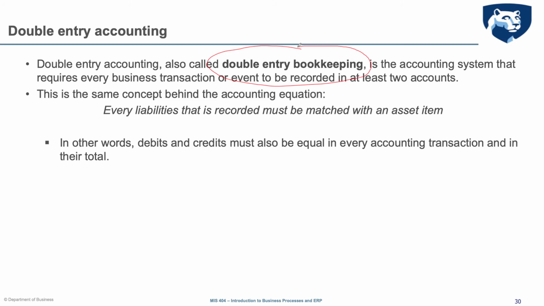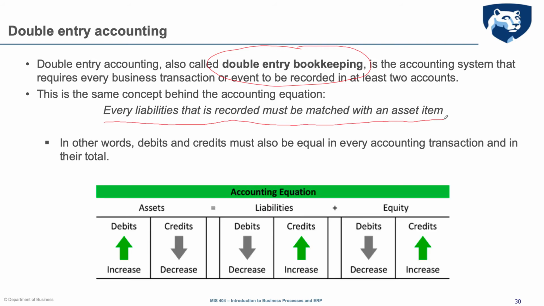Why? Because remember that no matter what transaction you are recording, every liability that is recorded must be matched with an asset item and vice versa. Remember the rule that in accounting, at every instant in time, assets equal liabilities plus shareholder equity. So every time you touch with a transaction a debit or a credit for an asset, you need to balance this transaction by touching a credit or a debit in liabilities and or equity.